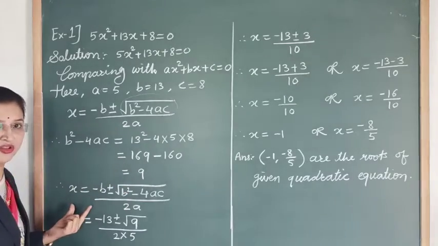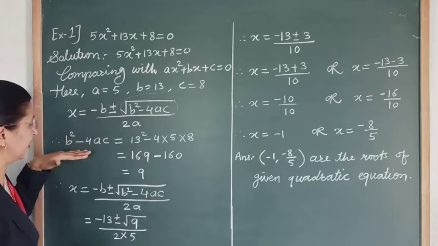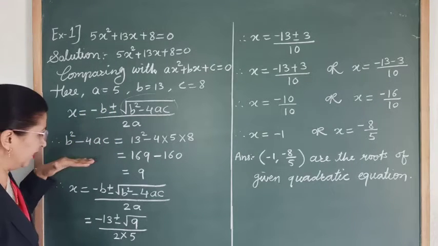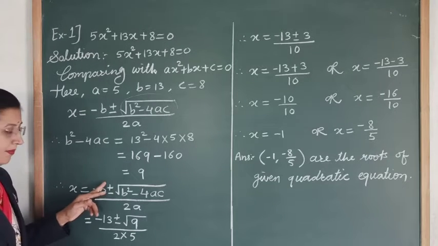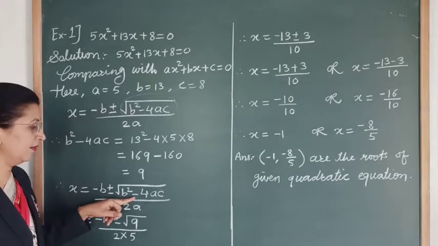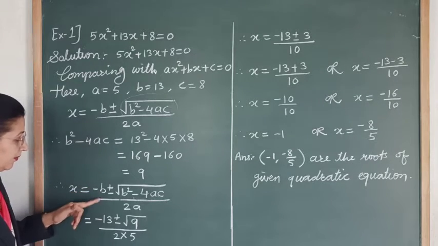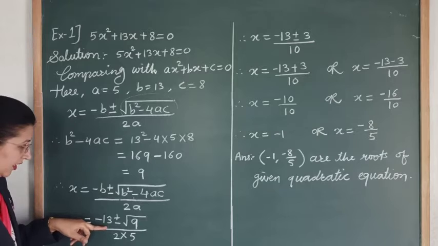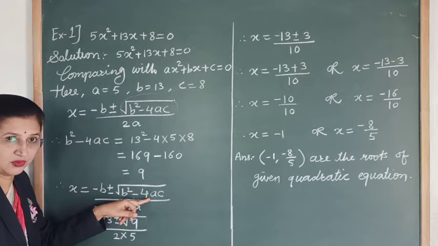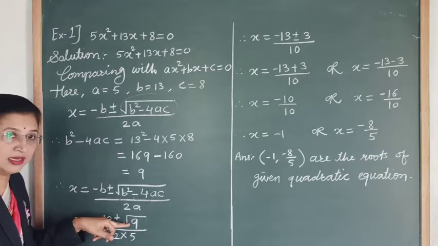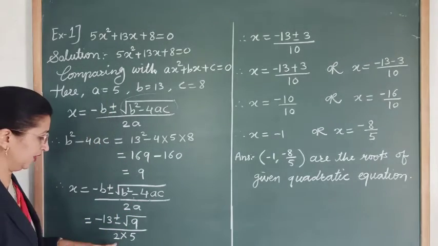Now let's write down the formula. If we find this first, there is no need to mention the formula beforehand. So first find out the value of b square minus 4ac, then write the formula. So the formula is x is equal to minus b plus minus under root b square minus 4ac upon 2a. Now let's put in the values. Minus the value of b is 13, so minus 13 plus minus. We have already found the value of b square minus 4ac, that is 9, so root 9 upon 2 into a. 2a is 2 into 5.